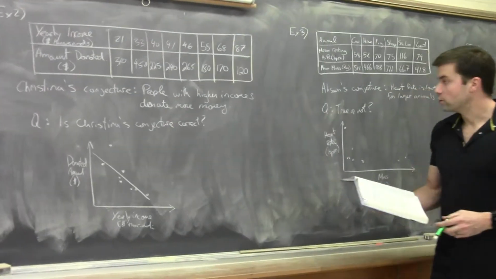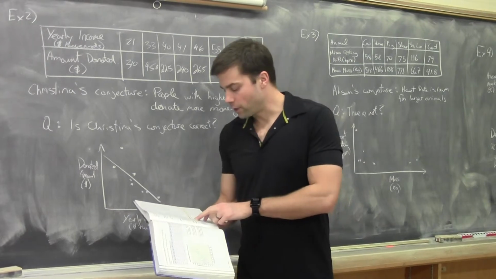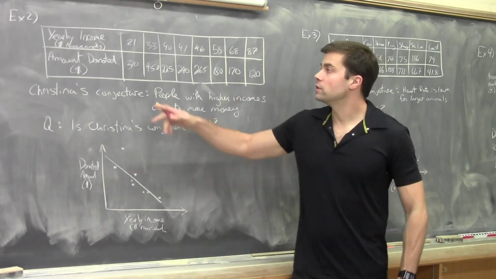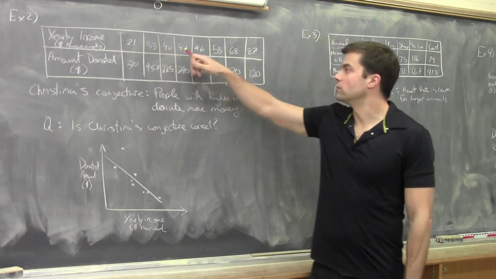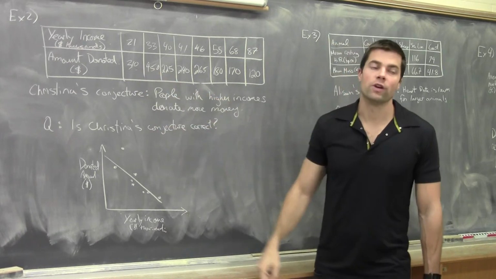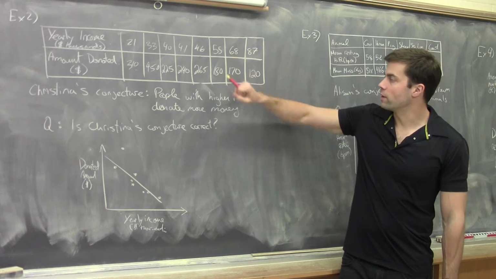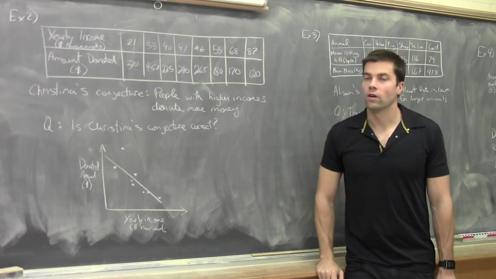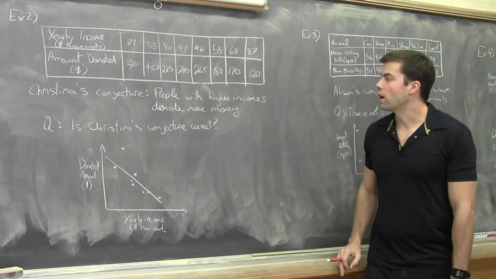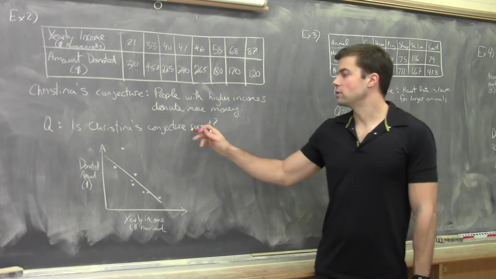Example 2. Reasoning about outliers. Christina thinks that people with higher incomes donate more money to charities. She collects the following data. Here's the yearly income in thousands. This person makes $21,000 a year, and this is the amount they donated, straight in dollars: $310. Whereas this person made $55,000 a year and donated $180 a year. So her conjecture is that people with higher incomes donate more money. And our question is, is Christina's conjecture correct?